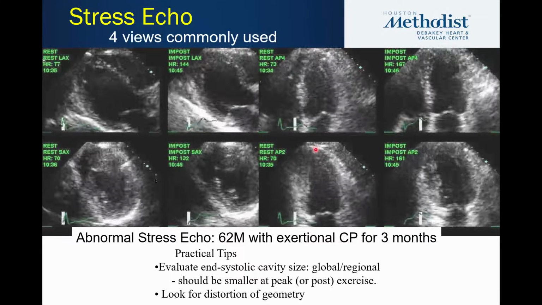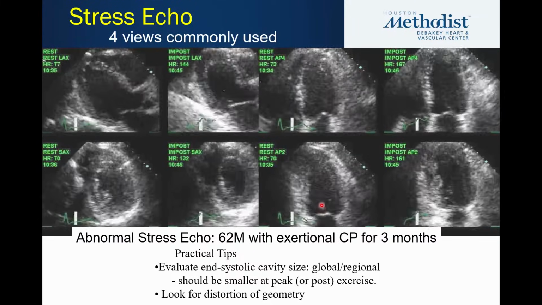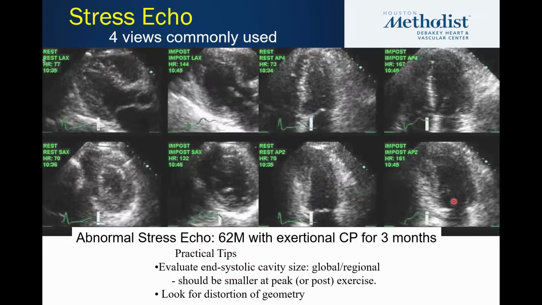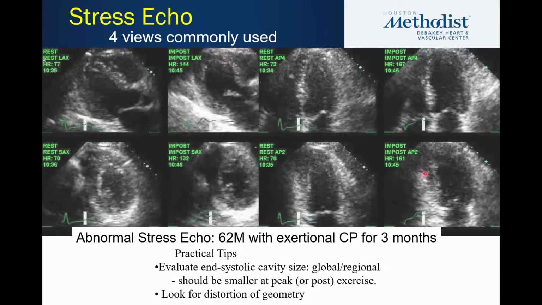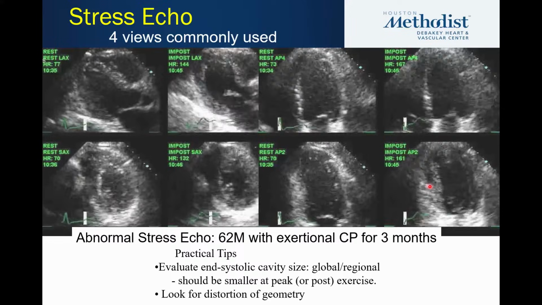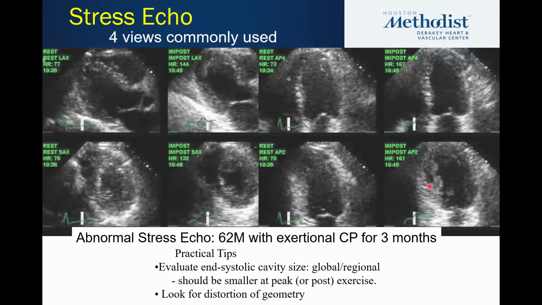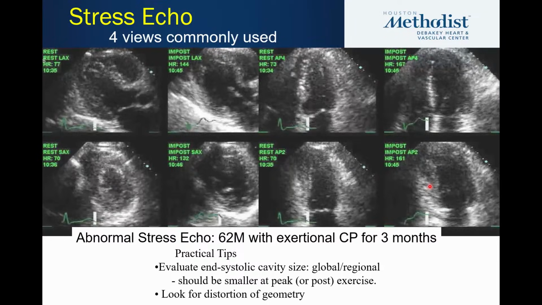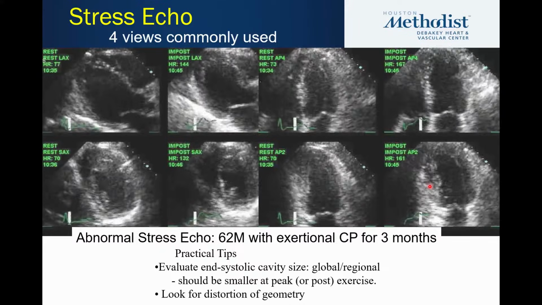And then you go to the apical views, and you have a very nice end-systolic cavity size at rest with a good EF, and immediately post, there is an increase in end-systolic cavity size and a drop in ejection fraction. So this is a very positive stress echo test that indicates significant ischemia. It could be a proximal LAD, it could be multivessel disease.